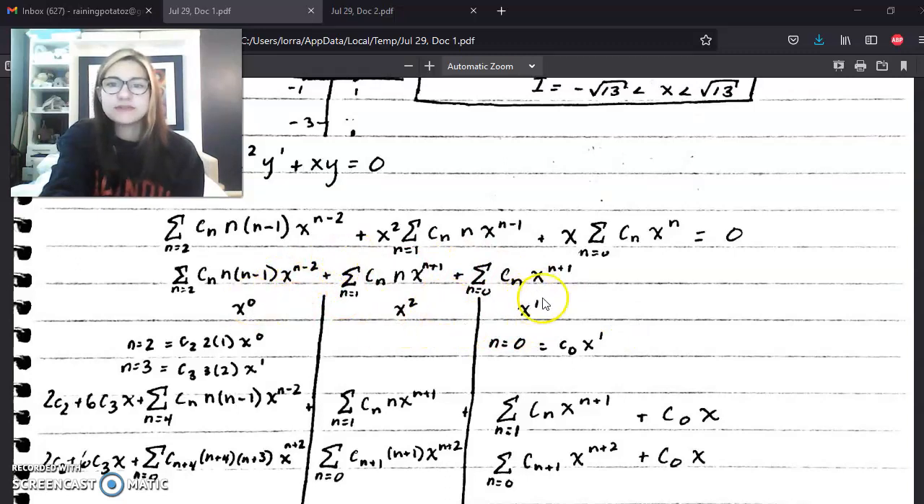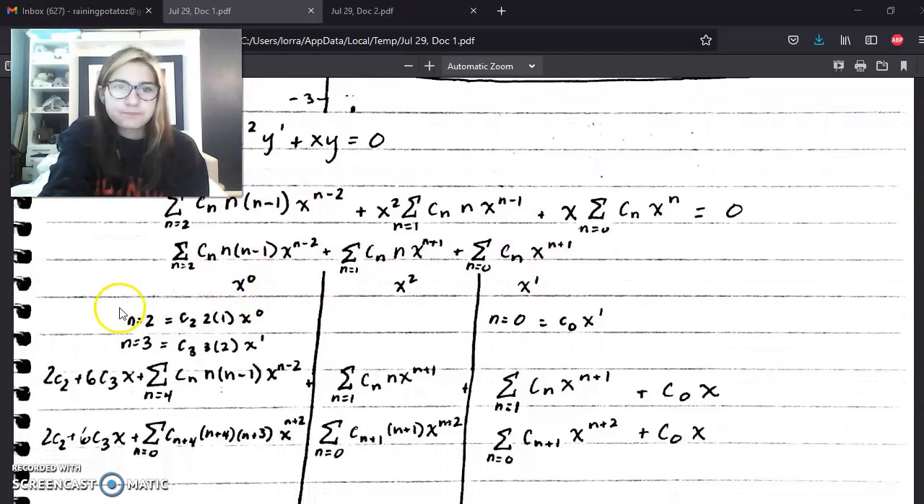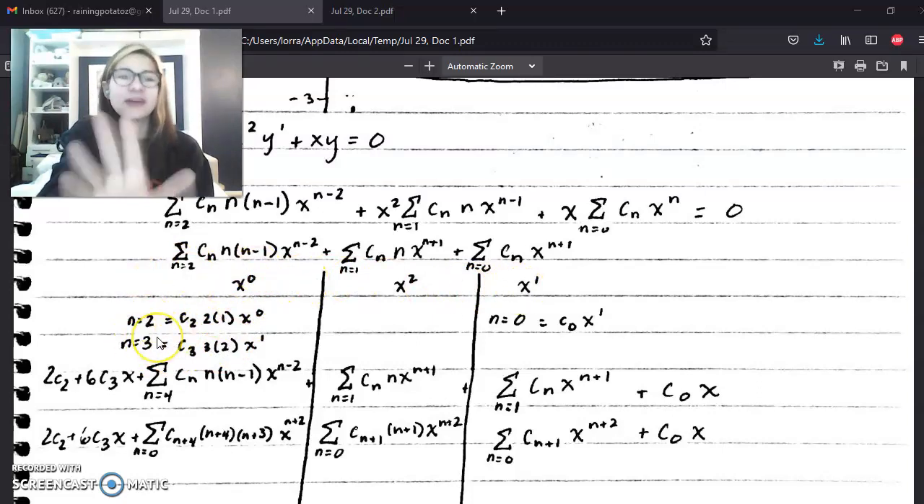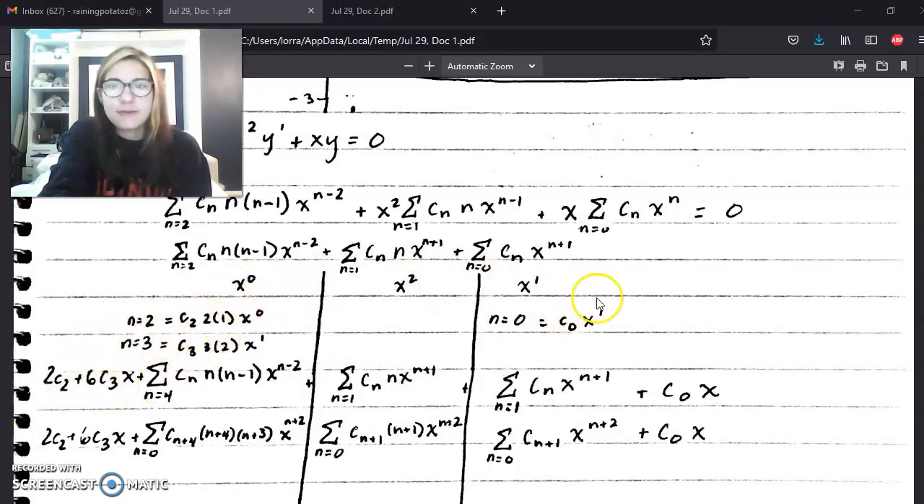Because the x's are to different degrees, you have to get them to the same degree before you can change the indexes. So I changed the indexes on the bottom such that x was to the same degree in each. In order to do that, you had to find n of 2 and n of 3 and add them on. Along with this one, you had to find n of 0. So you have your c0 value here, and then your c2 and c3 values here.